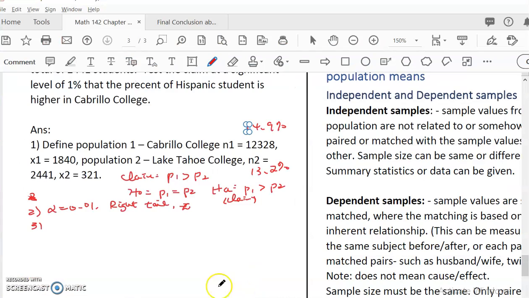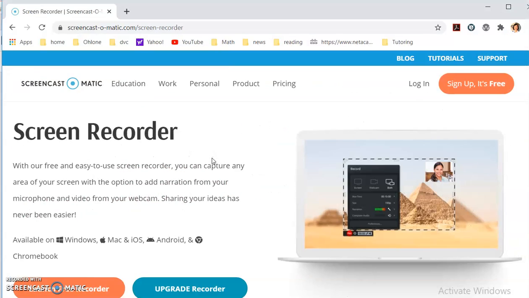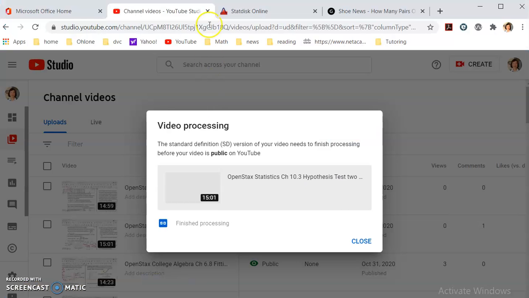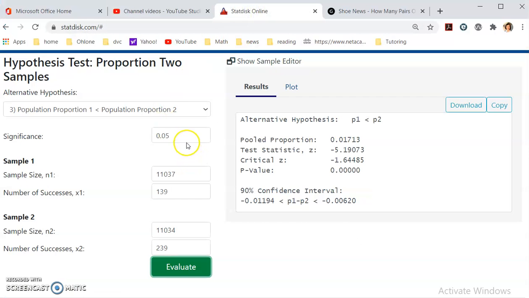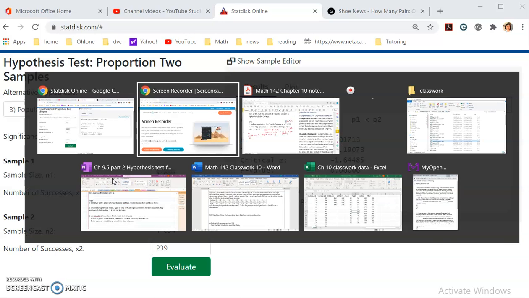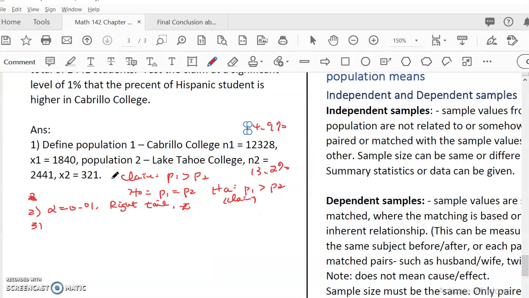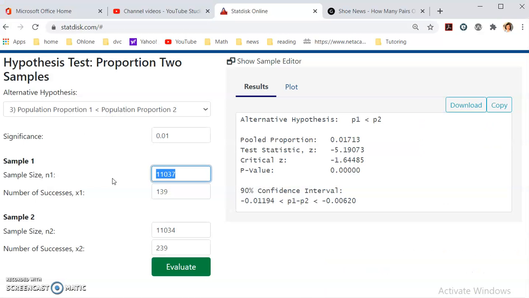So get StatDisk over here. Oh, we changed alpha to 0.01. I didn't write it down, so let me write this down first. n1 is 12328, and x1 is 1840. 2441 for n2. x2 is 321.